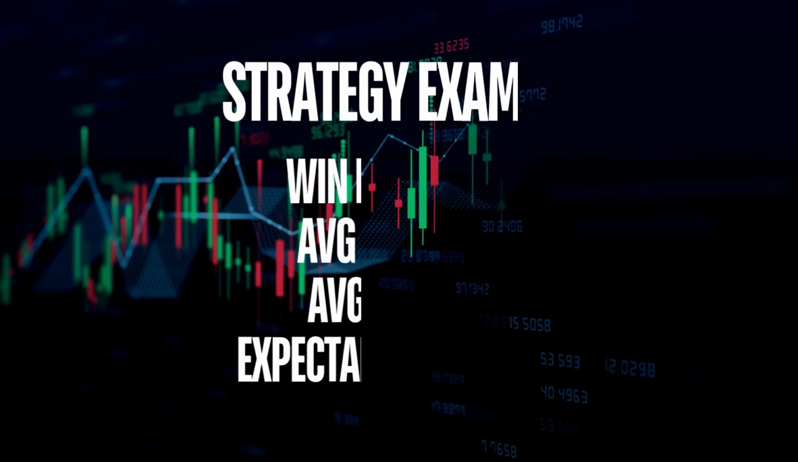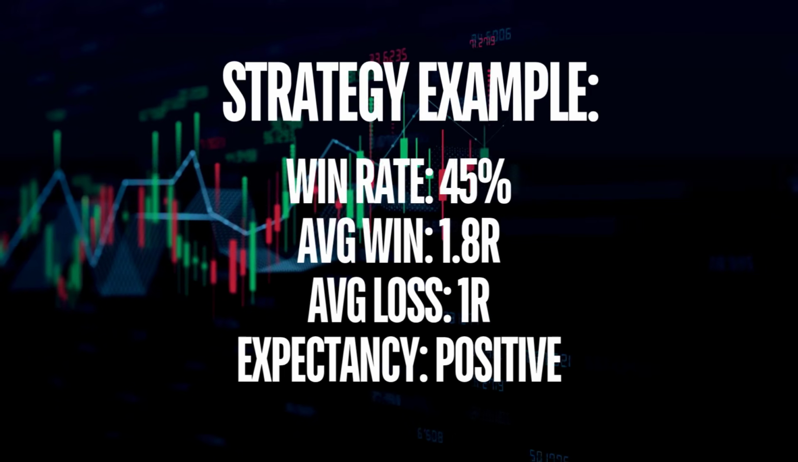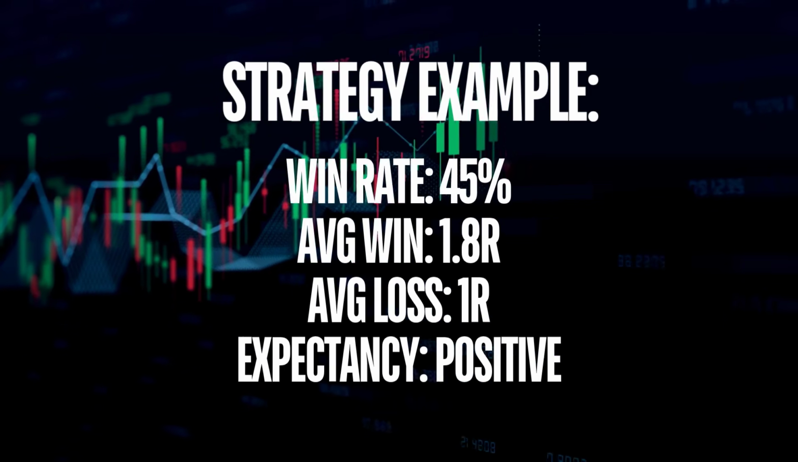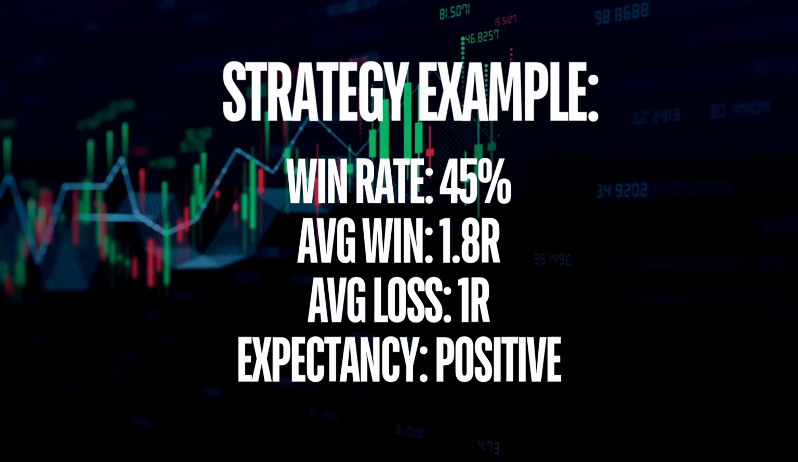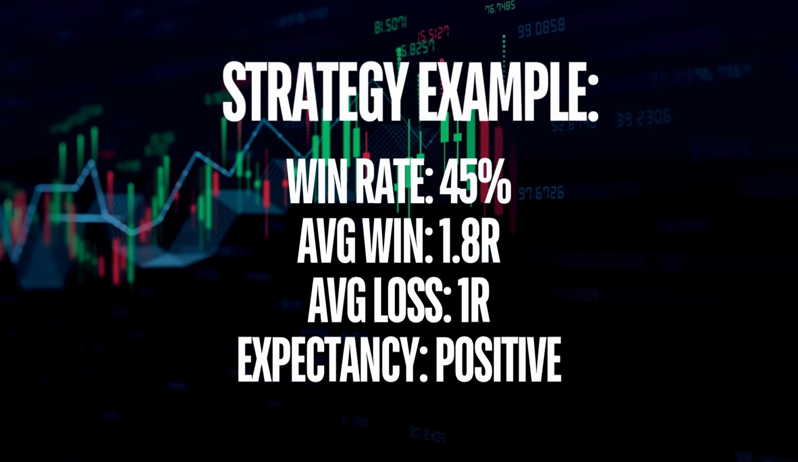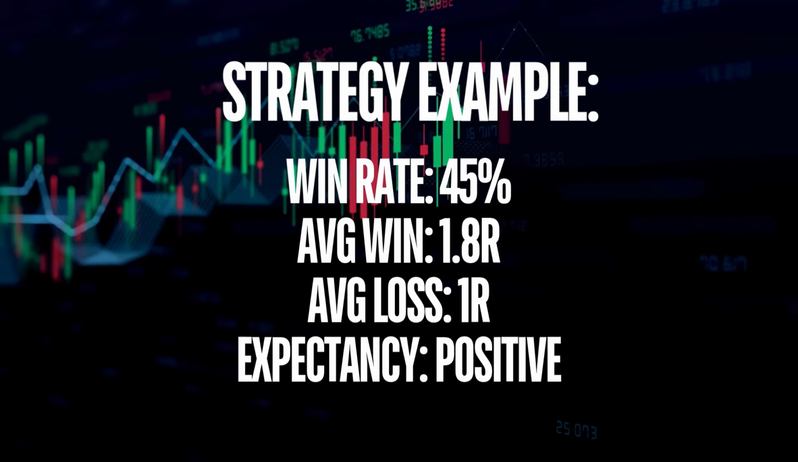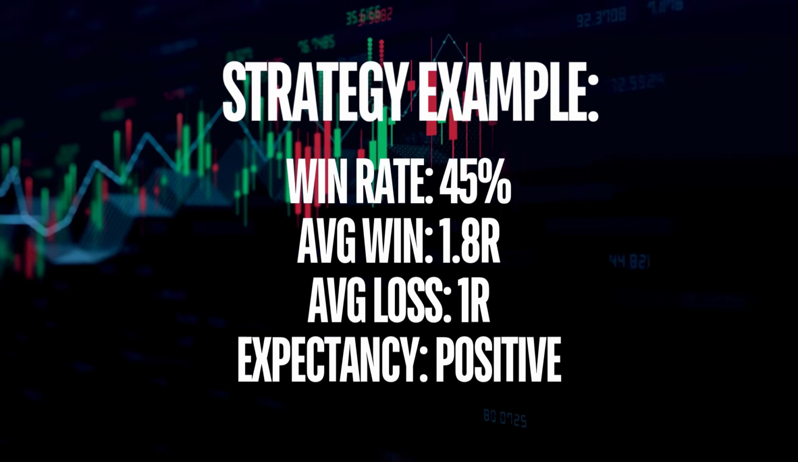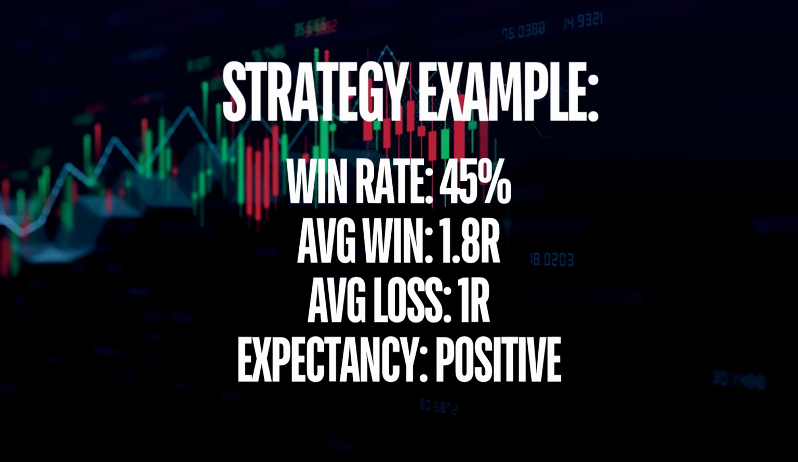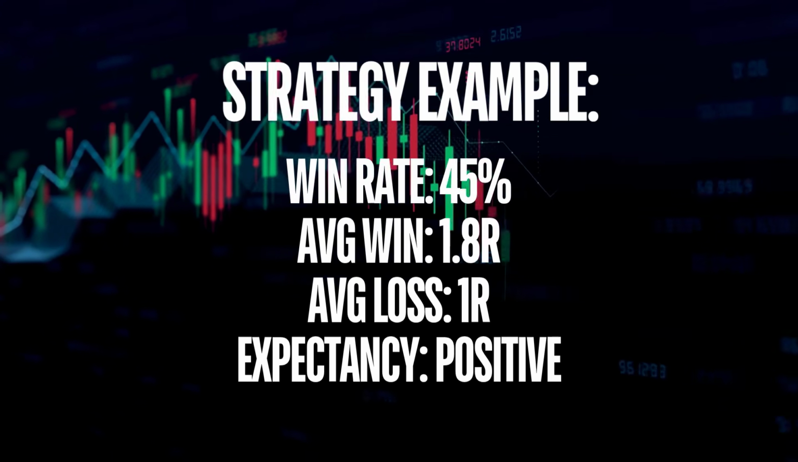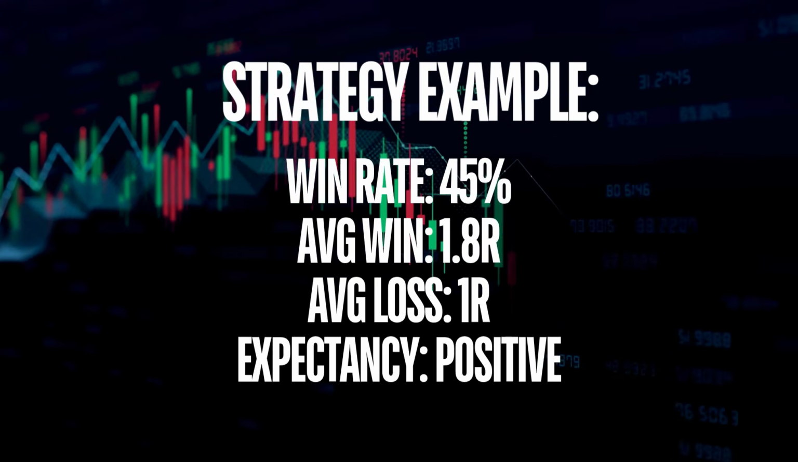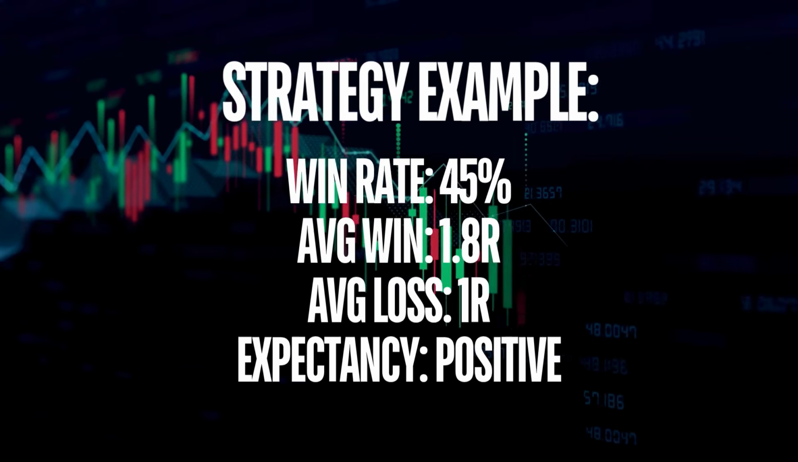Let's use a simple example. Say a strategy wins 45% of the time, but the average winner is 1.8 times the average loser. That can still be a very good system. So the expectancy is positive. On paper, it works. But now look at what that really means. It also means the system loses 55% of the time. So losses are not some rare accident. They are part of the trading model.